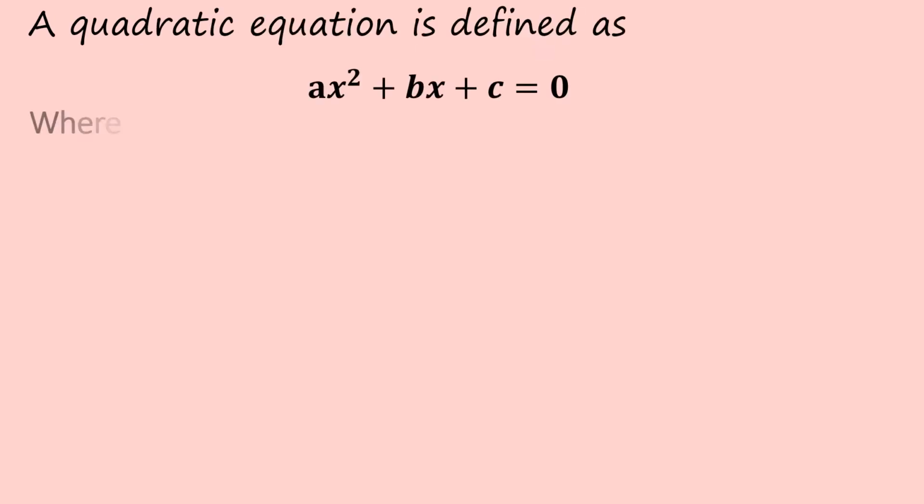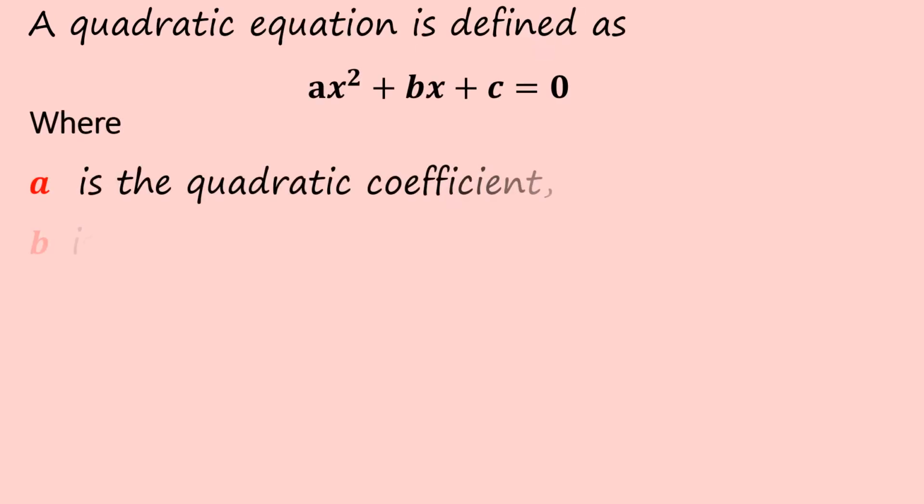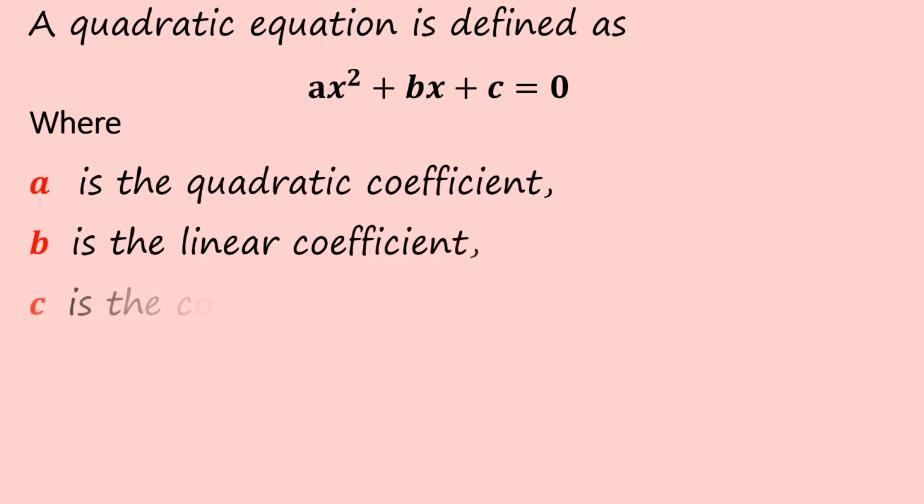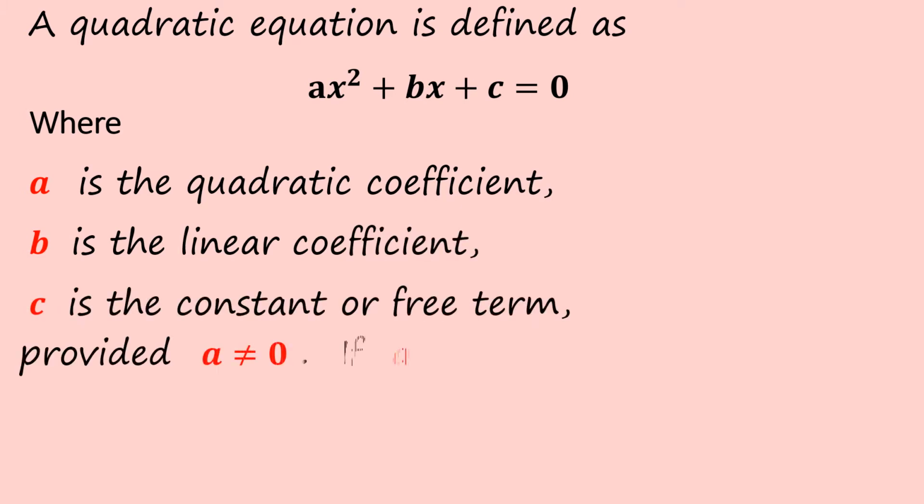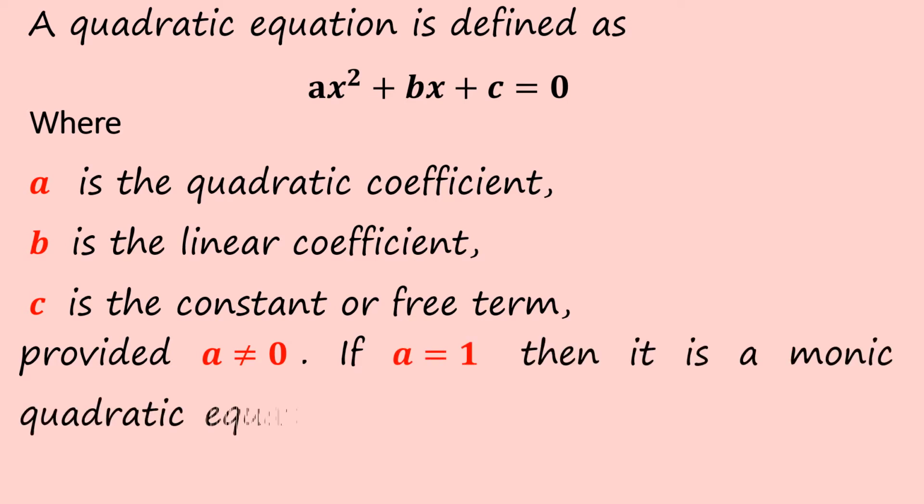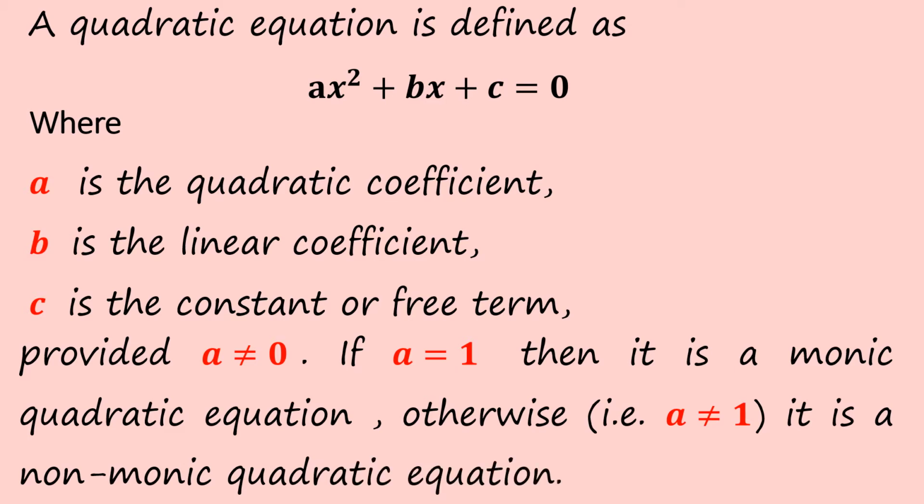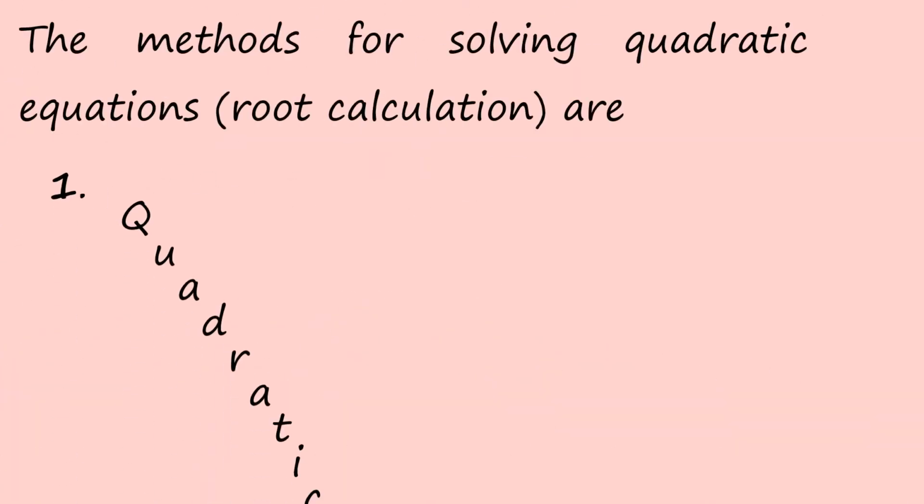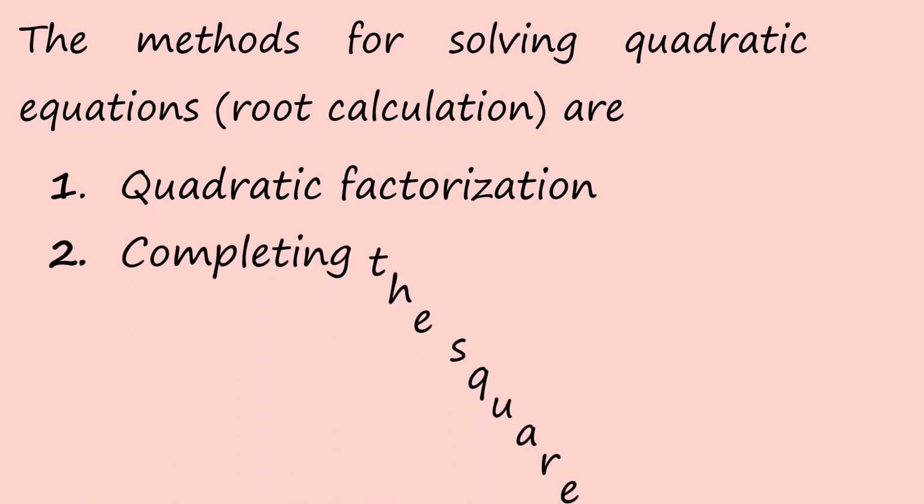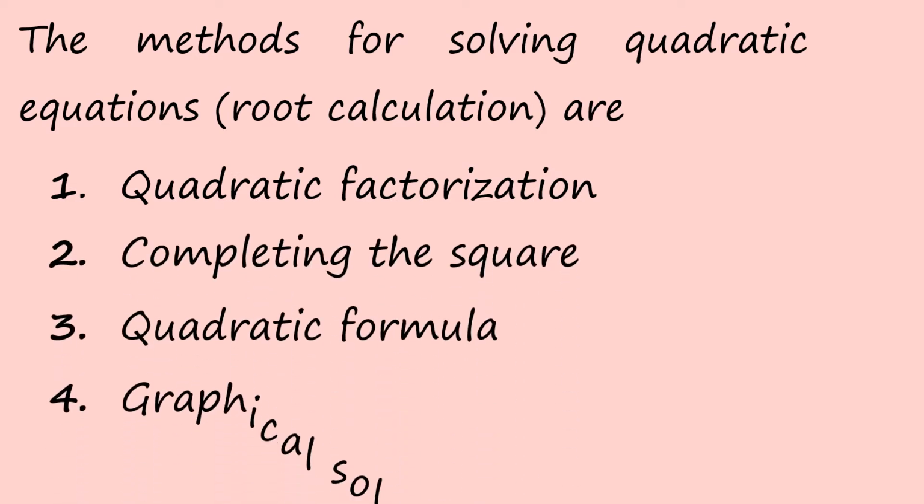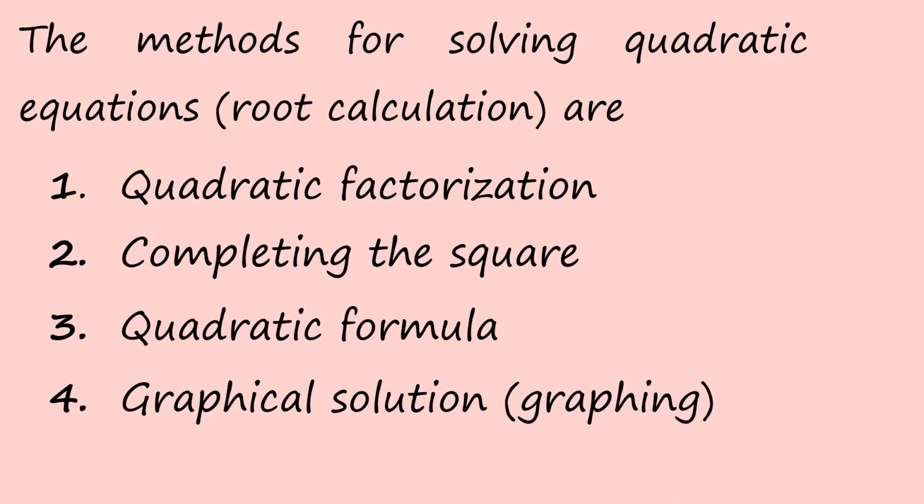A quadratic equation is defined as ax squared plus bx plus c equals 0, where a is the quadratic coefficient, b is the linear coefficient, c is the constant term or the free term, provided a not equals 0. If a equals 1, then it is a monic quadratic equation. Otherwise, it is a non-monic quadratic equation. The methods we are going to consider now are quadratic factorization, completing the square, quadratic formula, and graphical solution.